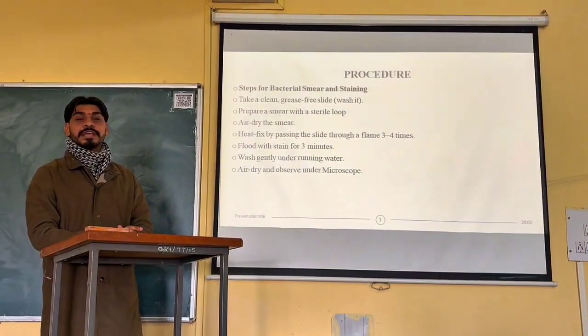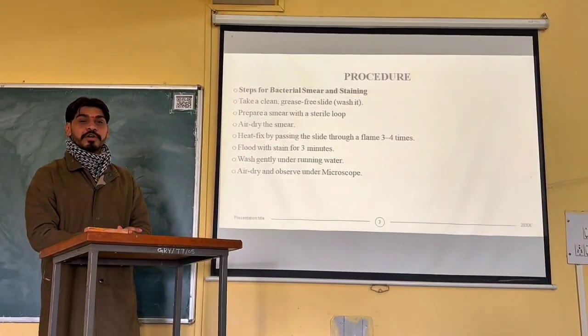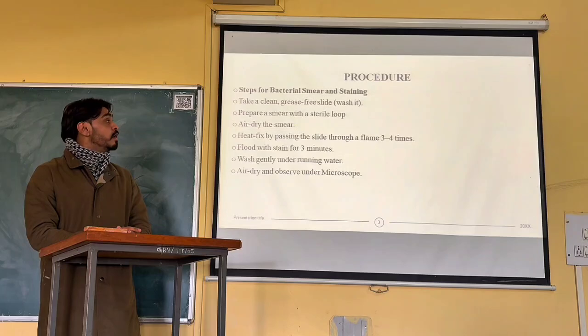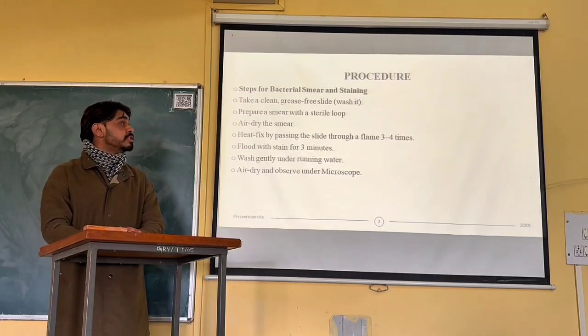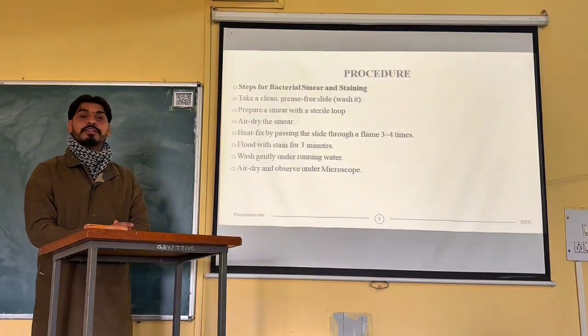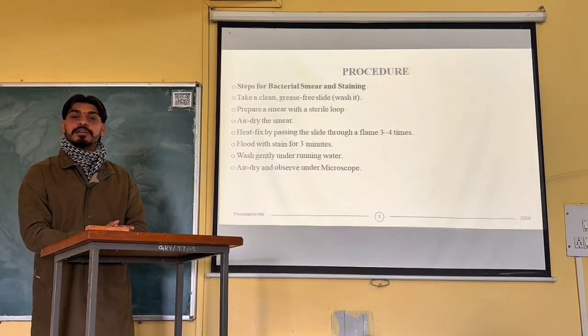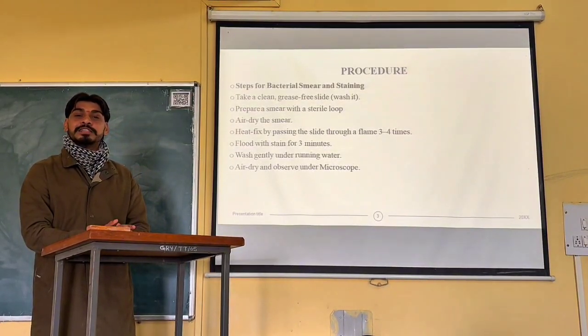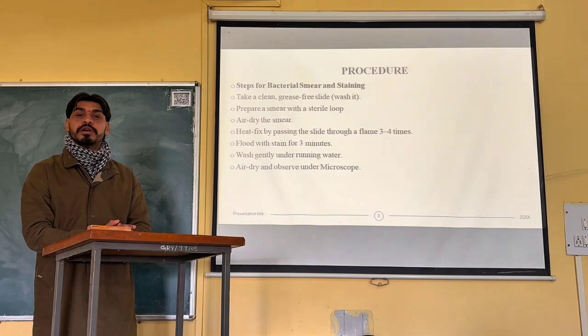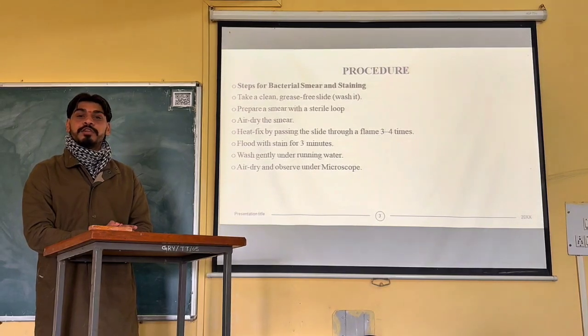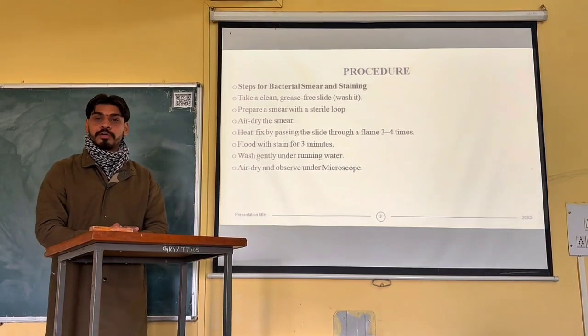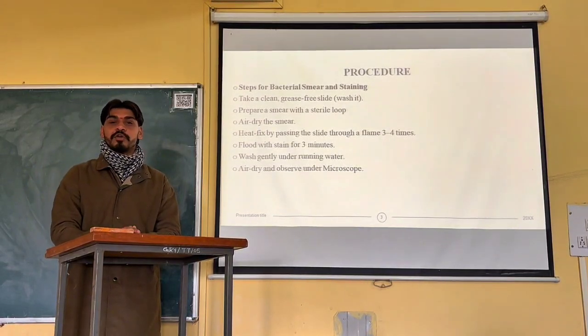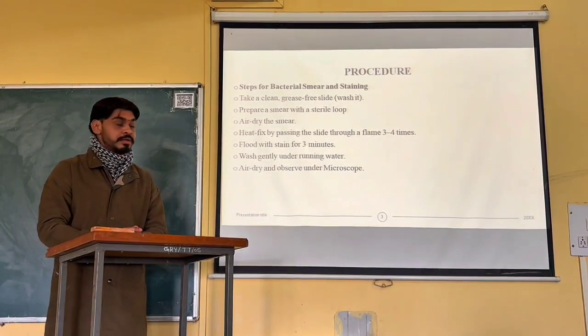Let's move on to the second slide, which is the procedure for simple staining. Firstly, we have to take a clean grease-free slide. Later, we have to wash it, and wrap the glass slide in brown paper or silver foil. Later, we have to put it in the hot air oven at around 180 degrees Celsius for around 40 to 45 minutes.